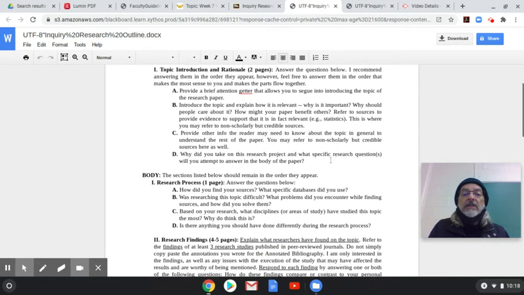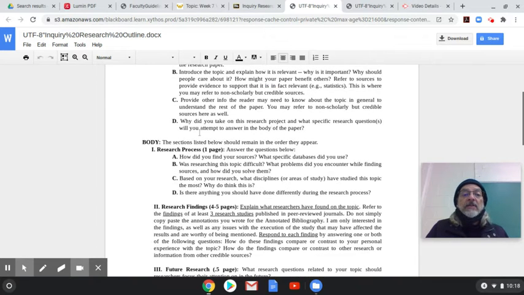And why did you take on this research? Remember again why we're going back to the research proposal. Why is this important to you? We talked about that a little bit. Why is it important for us to learn about and know about? Why did you take it on? What was your personal interest in it? Those kinds of things.